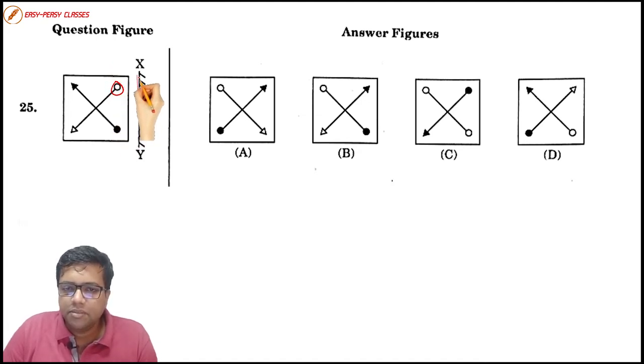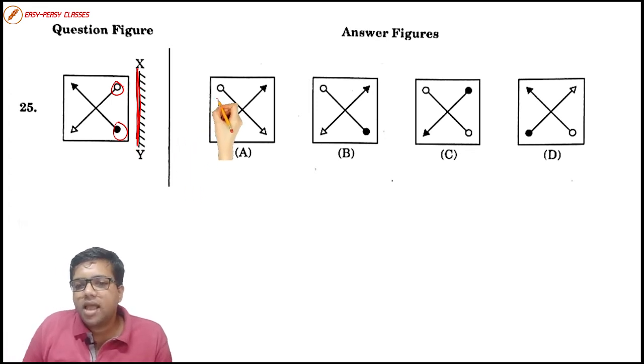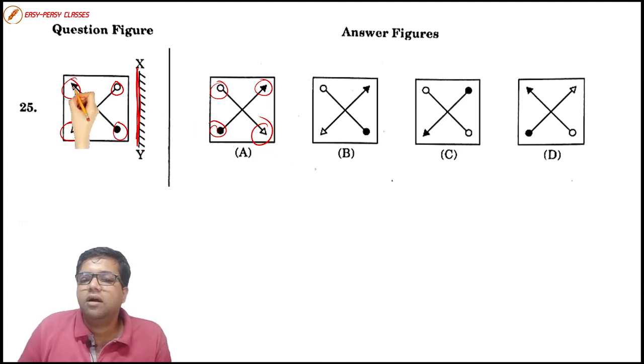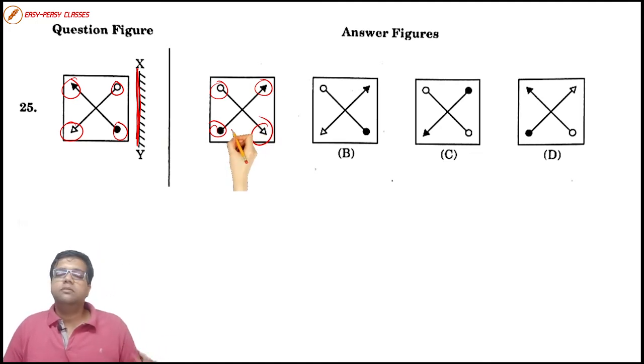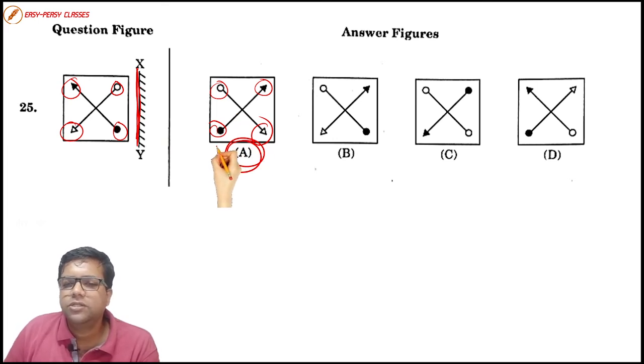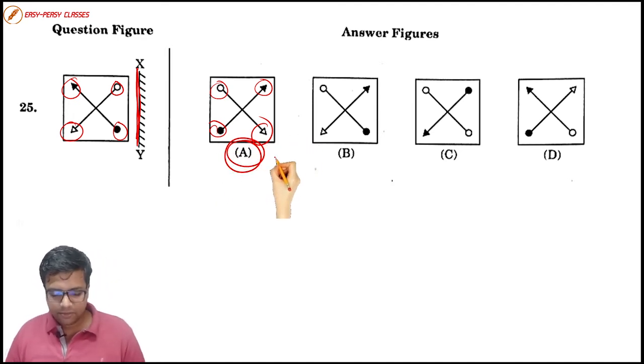Whatever is near to the mirror. So this is the mirror, okay? Whatever things are near to the mirror should come exactly near to the mirror in the image, and whatever things are outside, away from the mirror, should also come away from the mirror in the image side. So I think option number A itself is matching that particular notion. Is it not? Yes. This is the only figure which is matching what I just told you. Let us move on to the further question.